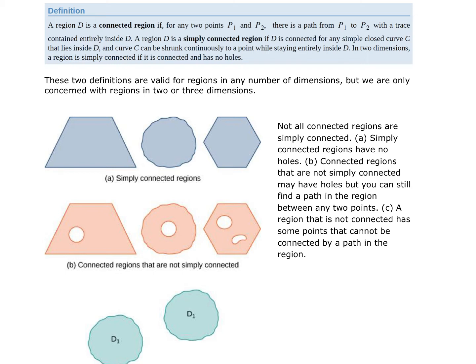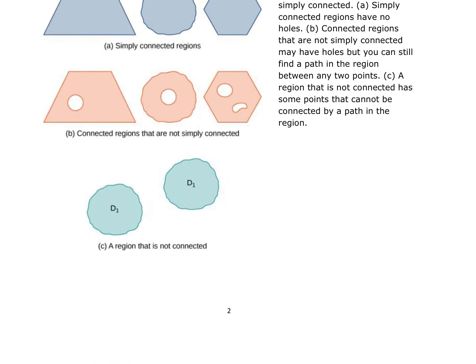Now, not all connected regions are simply connected. Simply connected regions have no holes. Connected regions that are not simply connected have holes, but you can still find a path in the region between the 2 given points. A region that is not connected has some points that cannot be connected by a path. So if we look down here, we have these 2 regions, D1 and D2. These are not connected. I can't get from one island to the next, if you will, without getting in a boat and getting wet, if those represent islands.